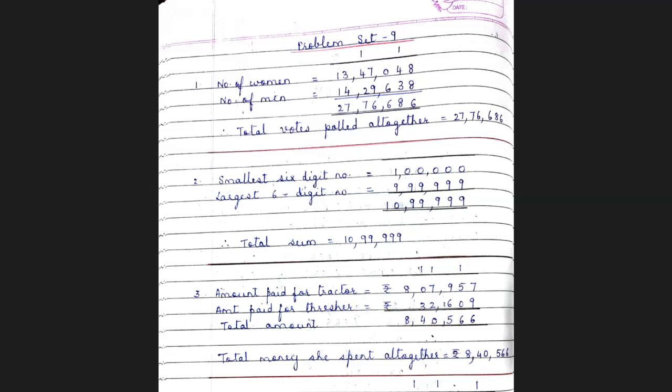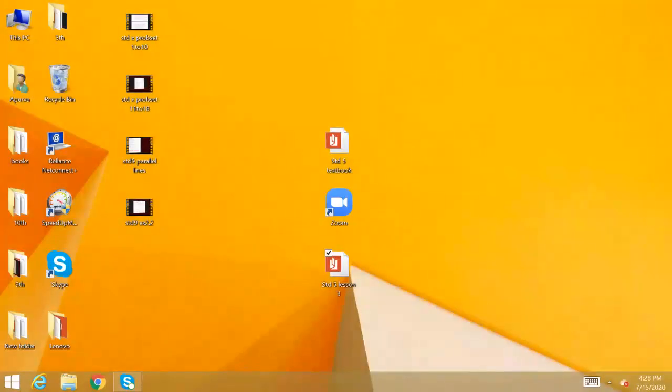Okay, here children I have not put the plus sign. So 13,47,048 plus 14,29,638. Add it up and then you get your final answer. Okay, we go to question number 2.